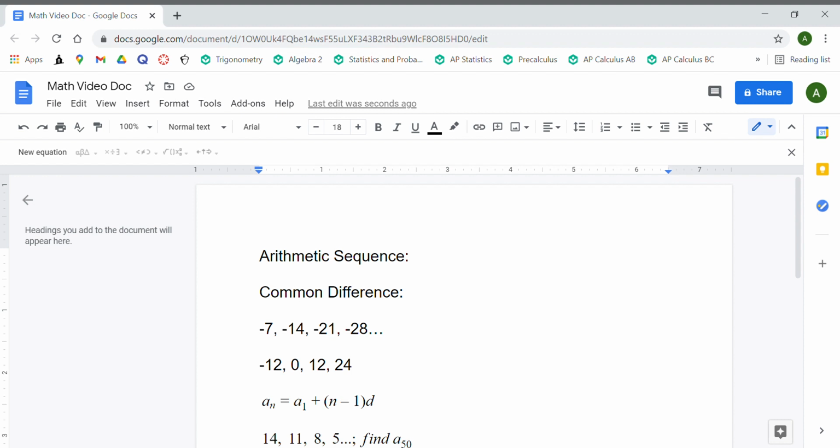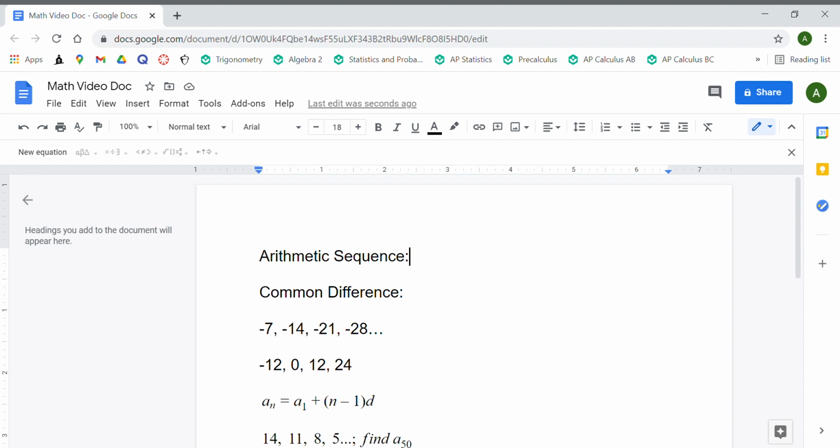So today we're going to be starting a very small unit on sequences. There are two kinds of sequences that we can discuss. They're called arithmetic sequences and geometric sequences.